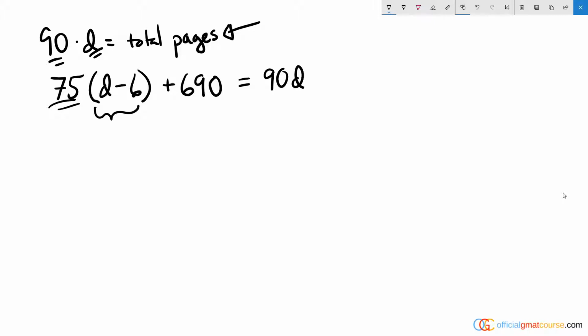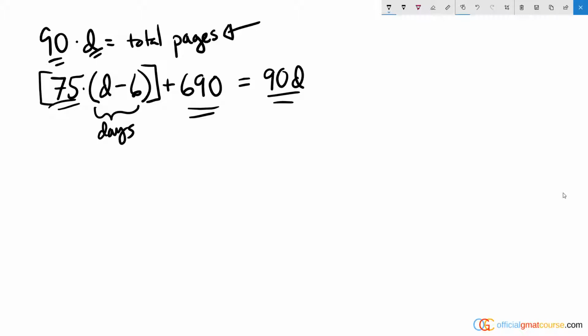So I'm focusing on total. I know that this is how many days she spent reading 75 pages per day. So the total number of pages she would have read in that time is 75 times D minus 6. And then add to that the 690 pages she has left, and that should equal the total number of pages she needed to read from the very beginning.